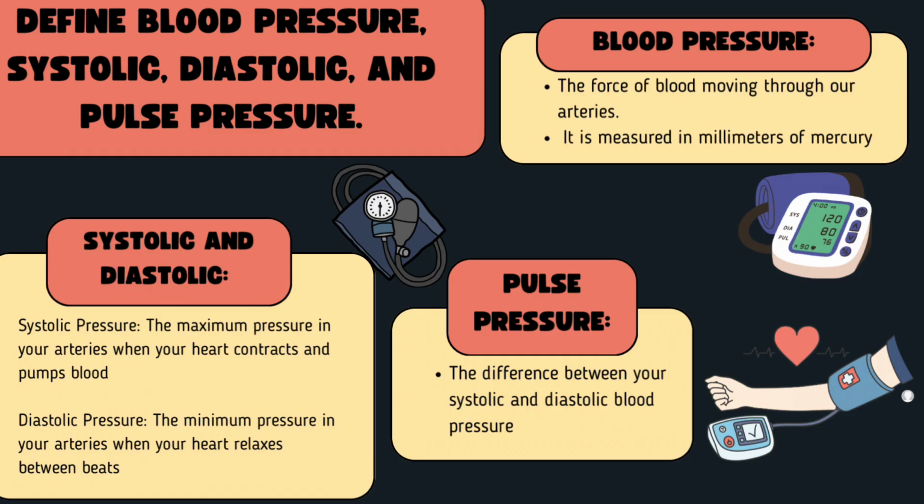So blood pressure, systolic, diastolic, and pulse pressure are all related to the force of blood moving through our body's arteries. Blood pressure is usually written as the systolic pressure over the diastolic pressure. An example would be your blood pressure being 120 over 82. And a normal pulse pressure is about 40.